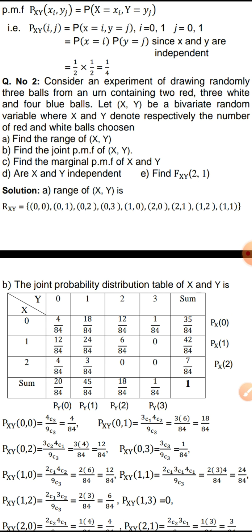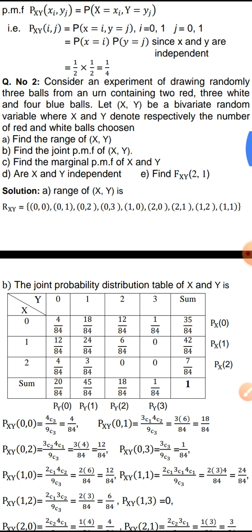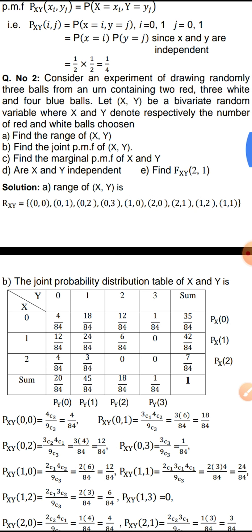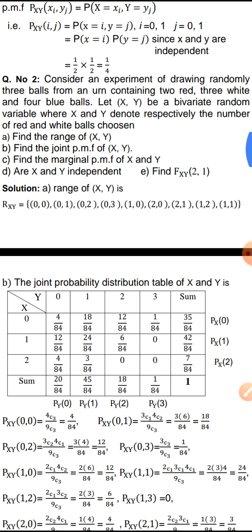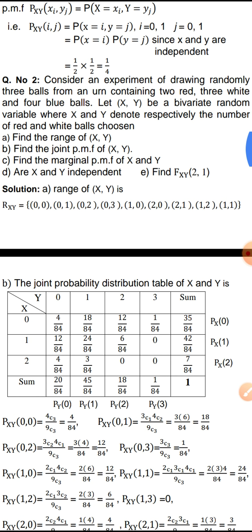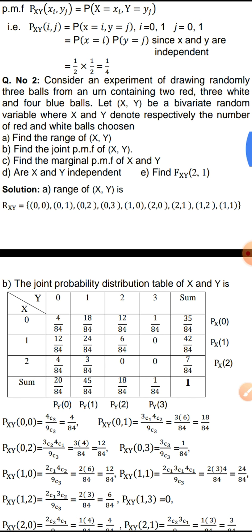X denotes the number of red balls and y denotes the number of white balls chosen. Find the range of x comma y. Find the probability mass function of x comma y. Find the marginal probability mass function of x and y. Are x and y independent? And the last part is find the cumulative distribution function capital letter Fxy of 2 comma 1. We'll answer this one by one.